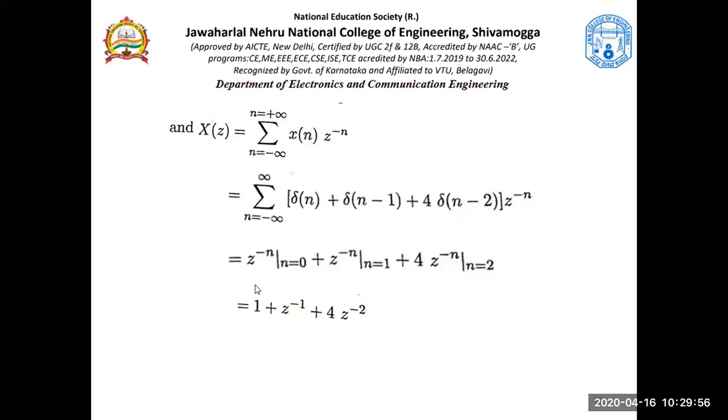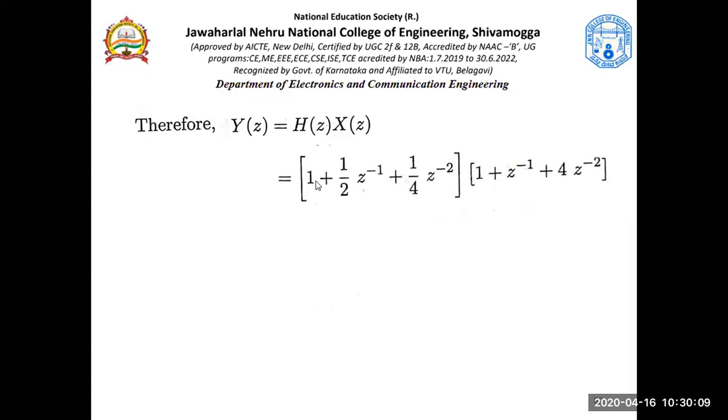And we know when we have X of z and H of z in hand, we can easily obtain Y of z, which is the multiplication of the two z-domain signals. This is how it becomes Y of z. Now see here, if you multiply these two signals, you would get this. So what we have got here is Y of z.